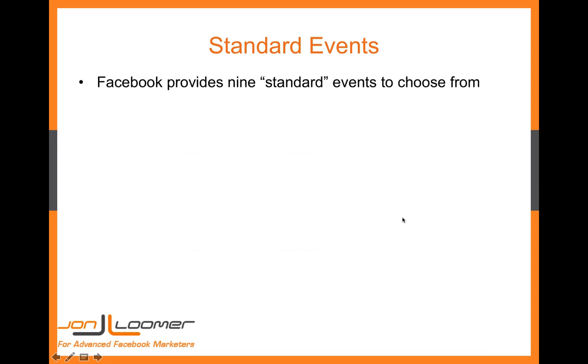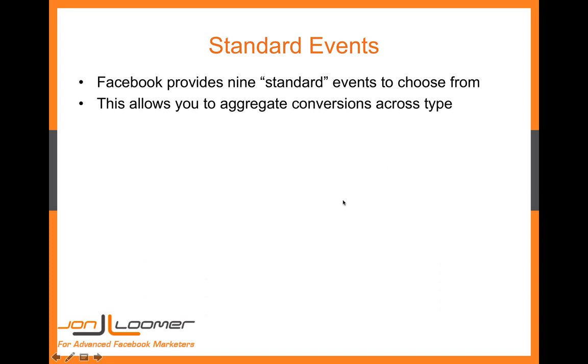So with standard events, I go back and forth calling it standard events and events because there are also custom events, but standard events are the 9 base events. Facebook provides 9 standard events to choose from, and this allows you to aggregate conversions across type. So basically, you've got a purchase event on every thank you page on your site where someone purchased something. So then you could optimize and track across all purchases, or if you want to get granular, zero in on the very specific one.